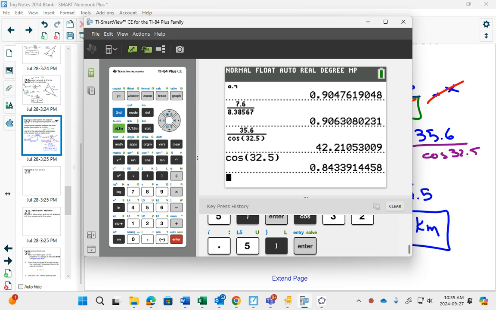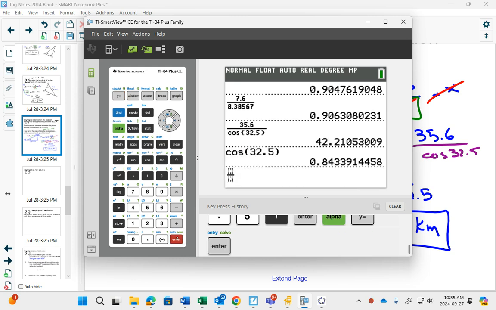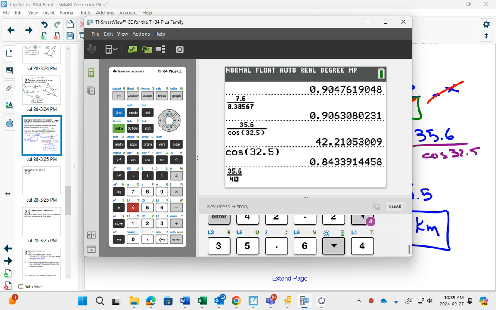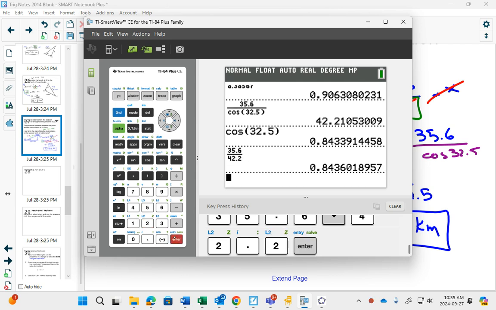So we came up with our adjacent side is 42.2. No, our adjacent side was 35.6. And our hypotenuse was 42.2. How close does this come? Really close. Again, it's off a little bit because we rounded. But once you're done, you can check, is my answer right? It's kind of nice.